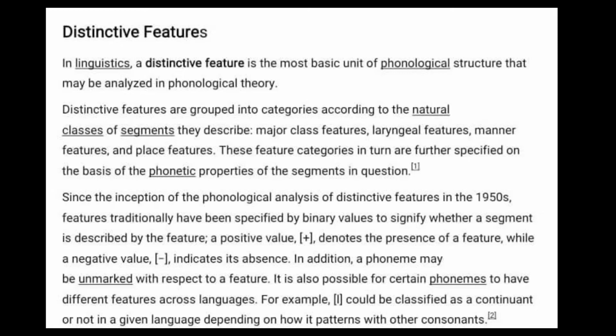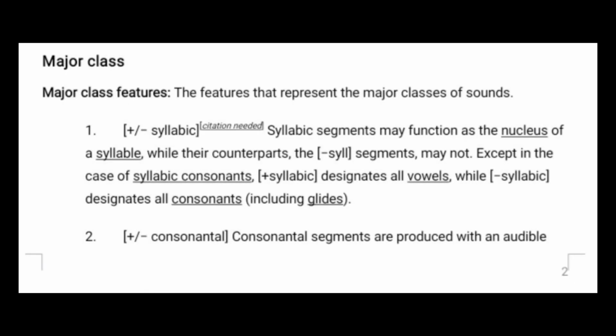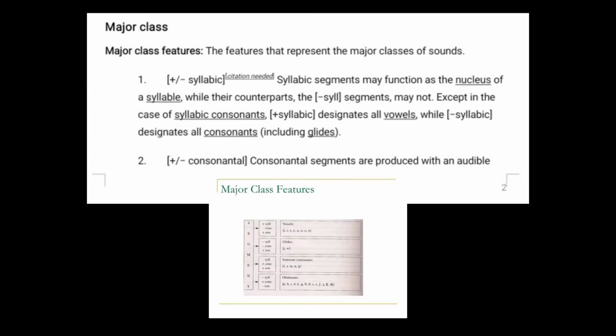These feature categories in turn are further specified on the basis of the phonetic properties of the segment in question. The first is major class. The section in the list that describes the features. Major class features are the features that represent the major classes of sound.